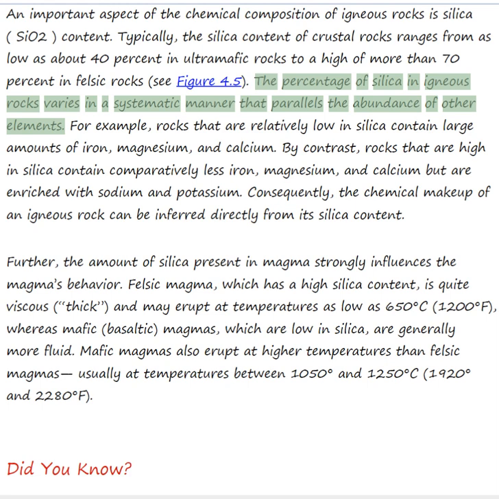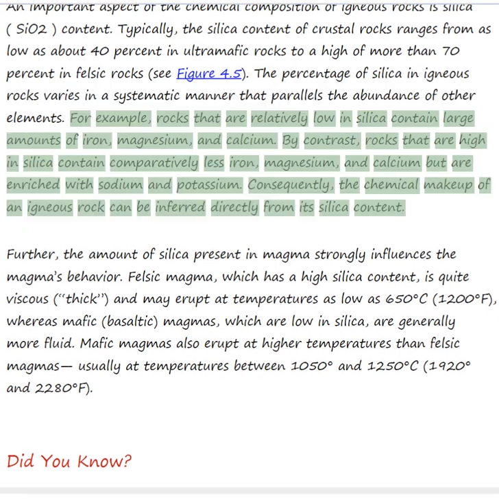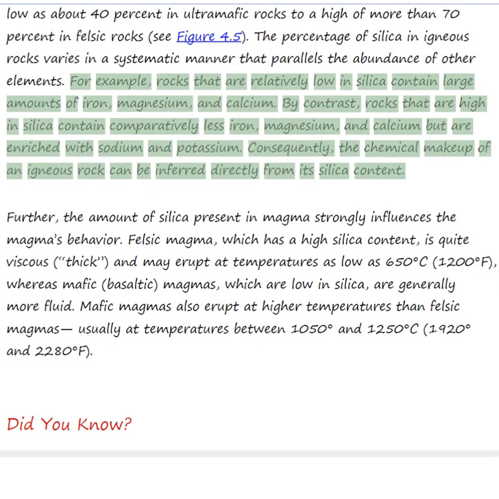The percentage of silica in igneous rocks varies in a systematic manner that parallels the abundance of other elements. For example, rocks that are relatively low in silica contain large amounts of iron, magnesium, and calcium. By contrast, rocks that are high in silica contain comparatively less iron, magnesium, and calcium but are enriched with sodium and potassium. Consequently, the chemical makeup of an igneous rock can be inferred directly from its silica content.